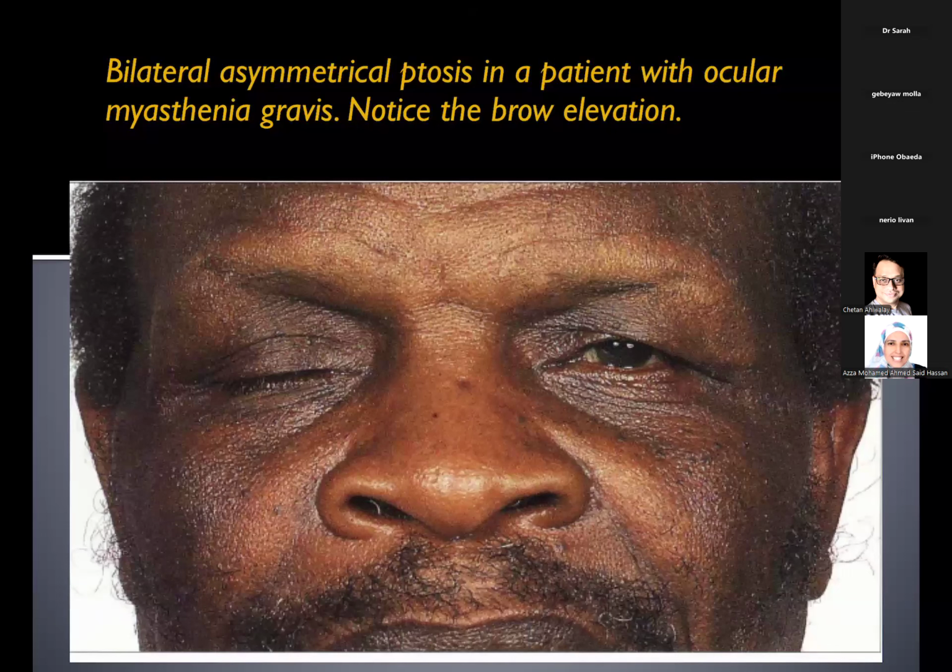This is one example of bilateral asymmetrical ptosis in a patient with ocular myasthenia gravis. We can notice in the picture that there is frontalis overaction. He is trying to elevate his lids by using his frontalis muscle. So we can notice very clearly that there is frontalis muscle overaction over both lids. The patient has ptosis on the right eye and even in the left eye, but it is severe, or complete, ptosis in the right.